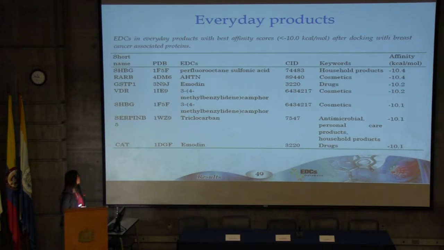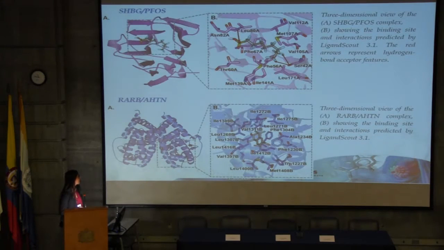In the case of everyday products, we found that several endocrine disruptors presented good affinity for proteins, though these endocrine disruptors are present in a wide variety of everyday products such as household products, cosmetics, drugs, antimicrobial, and personal care products. Here we can see some of the interactions. Most of them were hydrophobic in nature with the presence of some few hydrogen bonds.